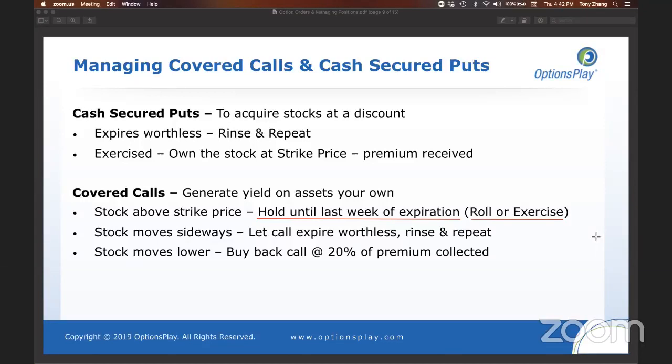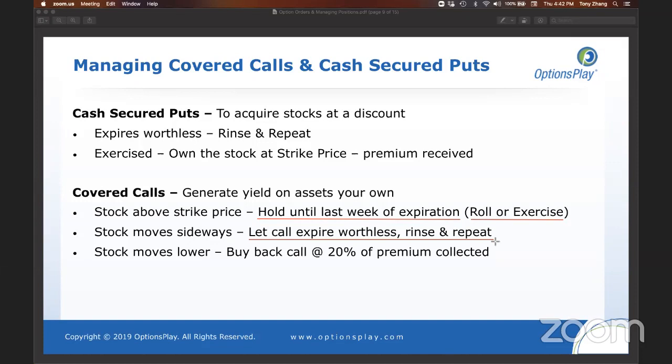In the event that the stock moves sideways, this is really where the call will expire worthless and you want to rinse and repeat. You want to generate a consistent income stream from the assets that you own. And if the stock moves sideways, that would be, in my opinion, your best case scenario.